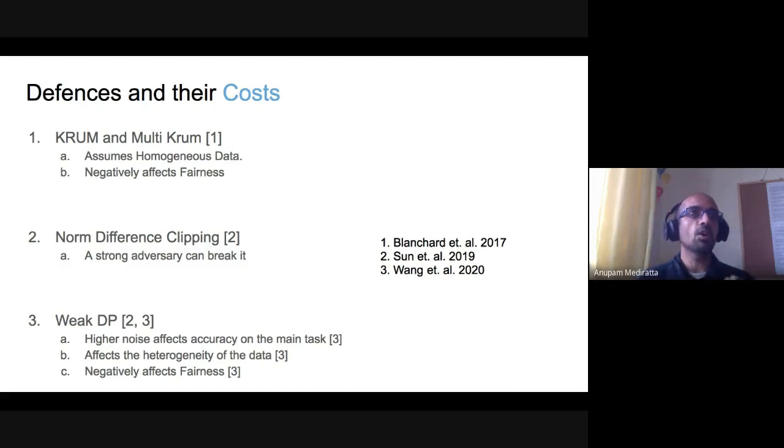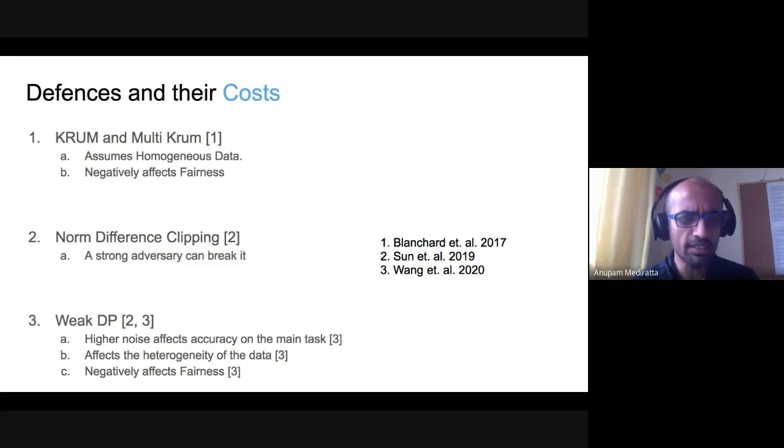Now, it has an implication on fairness, it's the same thing as in the first talk, the poor get poorer. Somebody who has a lesser representation of data gets categorized as an adversary. So it has that sense to it.